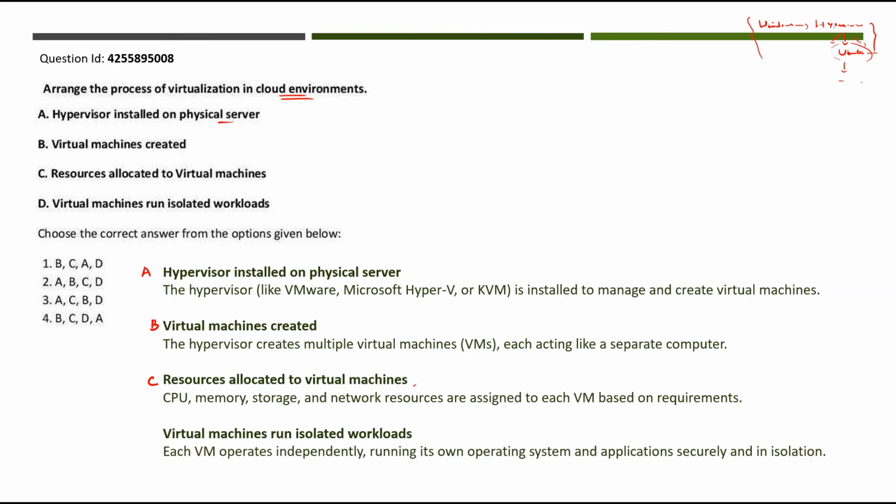After resources are allocated, virtual machines run isolated workloads. This is D. Each virtual machine operates independently, running its own operating system and application securely and in isolation. One virtual machine does not depend on the other virtual machine. So the order will be A, B, C, D, which is available in option number 2.